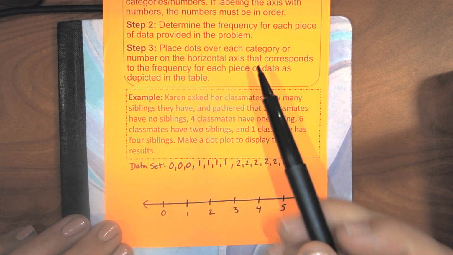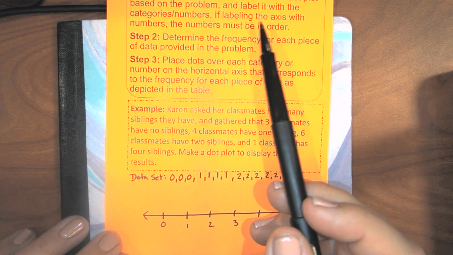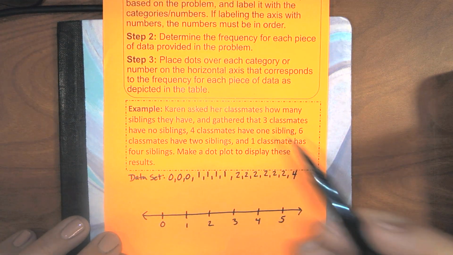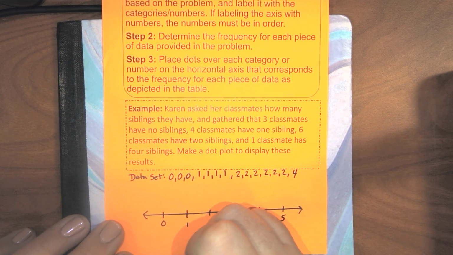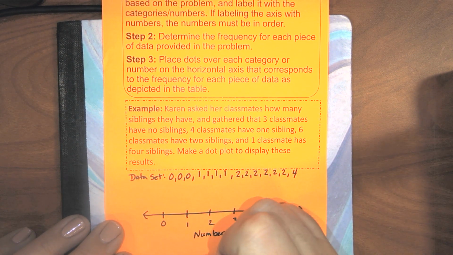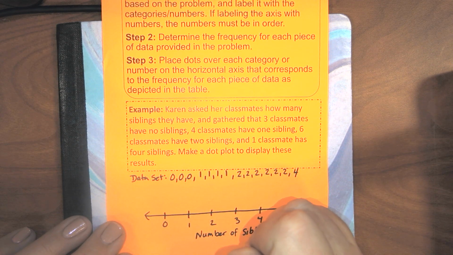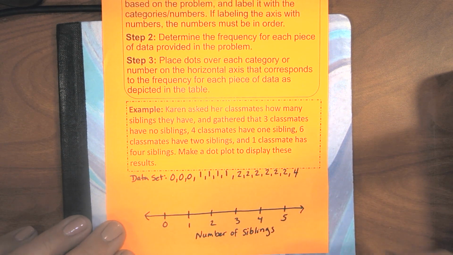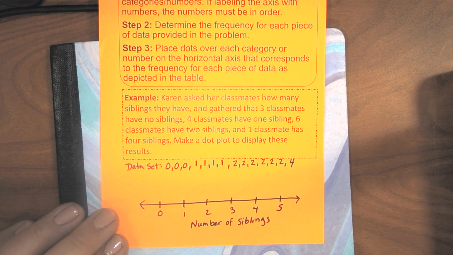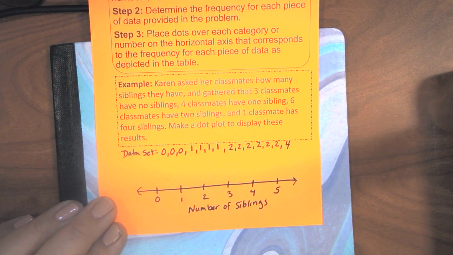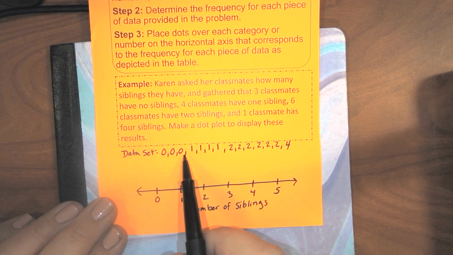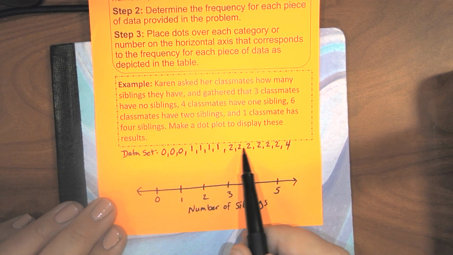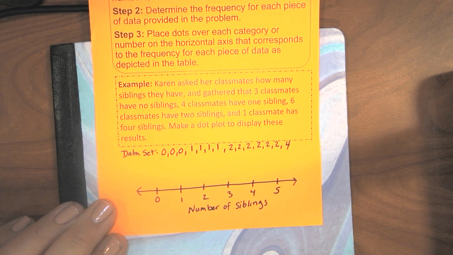And then I need to label the axis. So I got the numbers on it, but I need to label it with what this actually is. And so looking at number of siblings, I'm going to write that down here. Okay. So this dot plot is going to represent the number of siblings. And I'm going to have a dot representing each of the students in the class. So it looks like there are 1, 2, 3, 4, 5, 6, 7, 8, 9, 10, 11, 12, 13, 14 students in the class, and I need to have a dot represent each one.